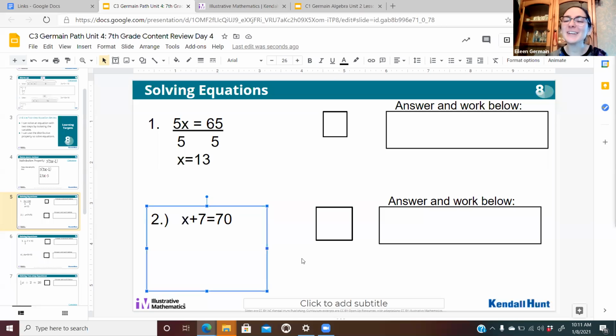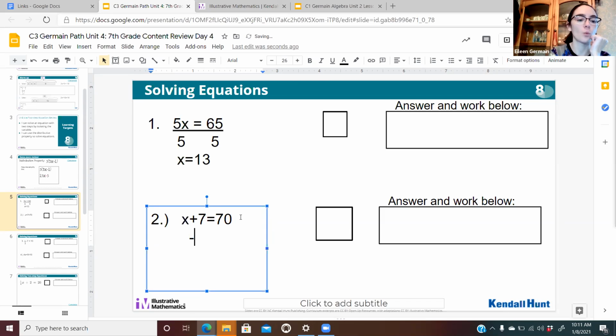So here we go. So my friends that gave me answers, Avery, do you want to unmute and tell us what you did to get the x by itself here? I subtracted 7 from each side. So it canceled out the plus 7, and I got 63 when I subtracted 70 and 7.